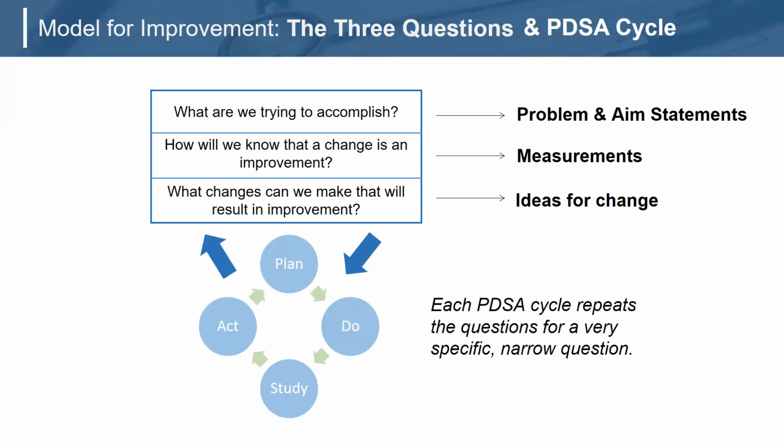So building from your change ideas, you plan what your test of change is going to be, then you do it, then you study how it went with the data that you've collected, and then you act. So what that typically means is based on what you've done with that first test, you can build your next test and your next test. And oftentimes these PDSA cycles are small to start, and they build and grow as you're learning more information and knowing what's working and what's not working in the system.